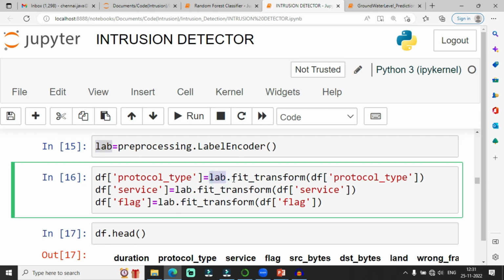And using this variable name, using the dot operator, I am calling this fit_transform function. So whatever is the protocol type, it is stored in the variable protocol type. I am using this label encoder and applying it to service and flag. So it is stored in different variables: protocol type, service, and then flag.